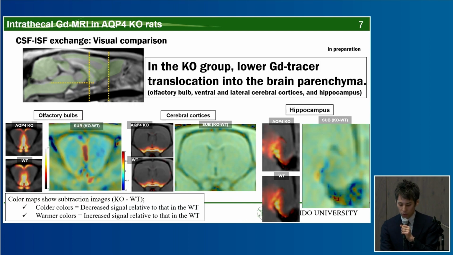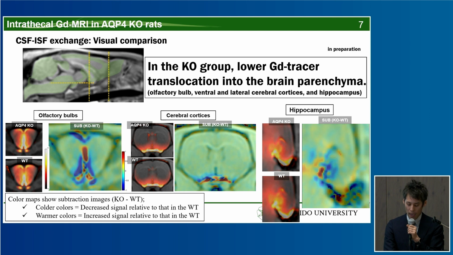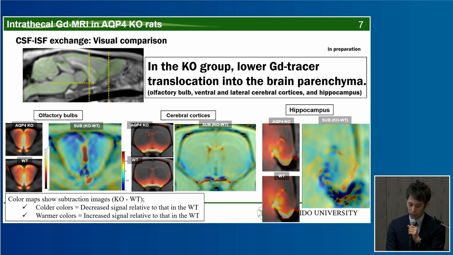This is the result of the CSF-ISF exchange analysis. Although the differences between knockout and wild type are not obvious in the signal ratio map, they become significant in the subtraction images of both. In the subtraction images, colder color means that the knockout group has a lower signal relative to that in the wild type, and warm color means the opposite.